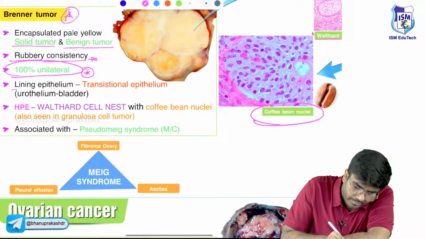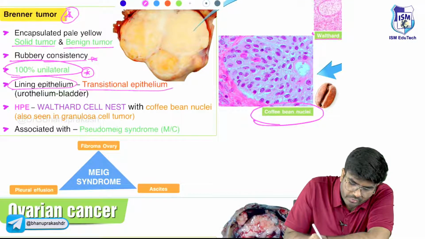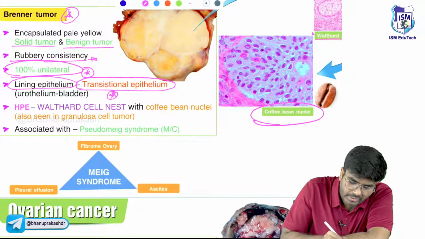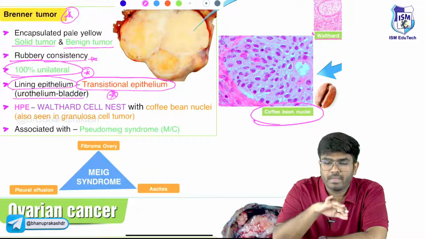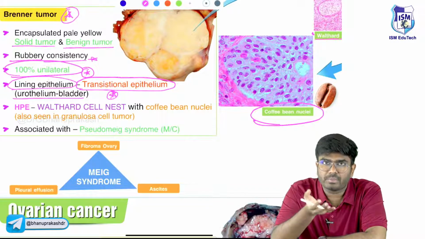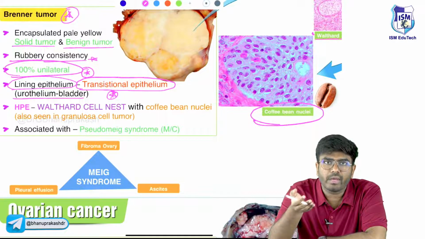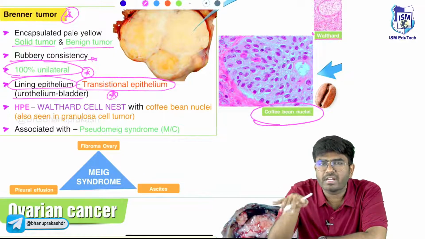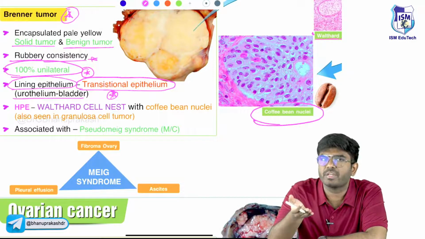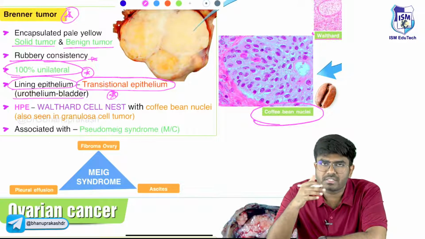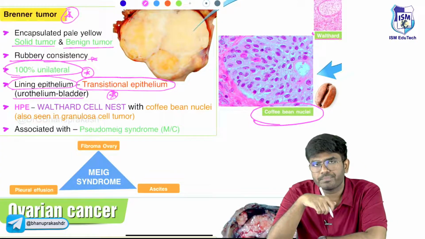So what is the lining epithelium? The lining epithelium is going to be a very important question. Transitional epithelium, looking like the bladder. The appearance is going to be similar to the bladder epithelium. In the urinary bladder, which kind of epithelium are you going to expect? Transitional epithelium. So the same type of transitional epithelium is going to be seen in Brenner tumor.